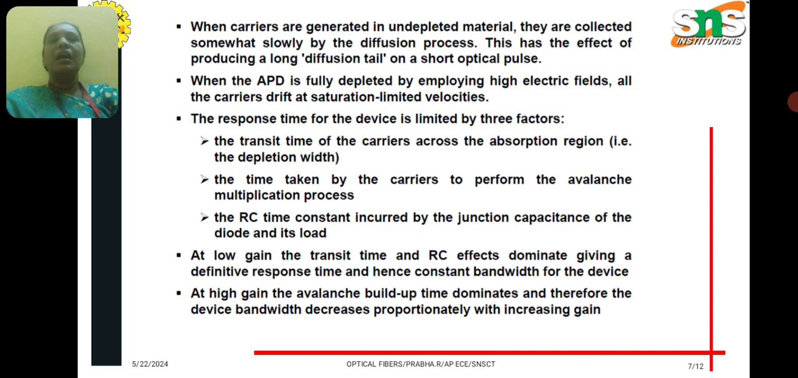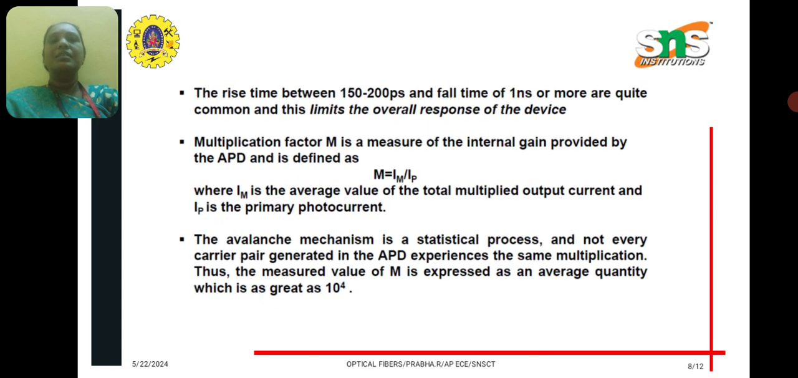velocities, and the response time for these devices is limited by three factors: the transit time of the carriers, the time taken by the carriers to perform the avalanche multiplication process, and the RC time constant incurred by the junction capacitance of the diode and its load. A rise time between 150 to 200 picoseconds and a fall time of 1 nanosecond or more are quite common, and this limits the overall response of the device.